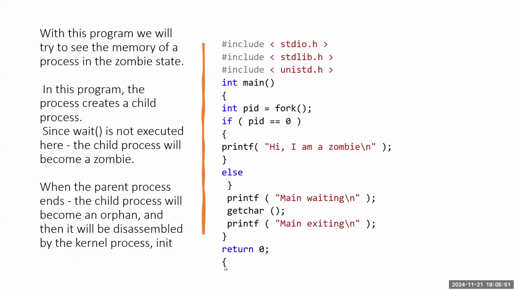So here's an example of creating a zombie. With this program, we will try to see the memory of a process in a zombie state. In this program, the process creates a child process. Since wait is not executed here, the child process will become a zombie. So here's a fork, and the child says, "Hi, I'm a zombie." Why is he a zombie? Because the parent goes to getchar. The getchar is going to stop the parent from doing anything, and the child will in that time be able to print "I am a zombie," and then he'll skip the else and go to return 0 and end. When he ends, the parent has still not done wait for him.